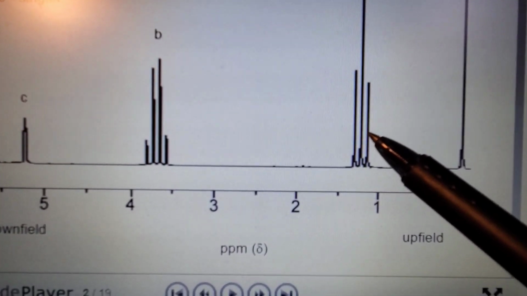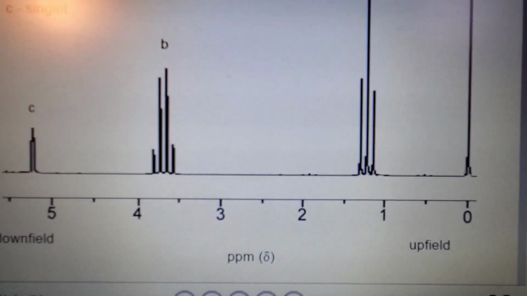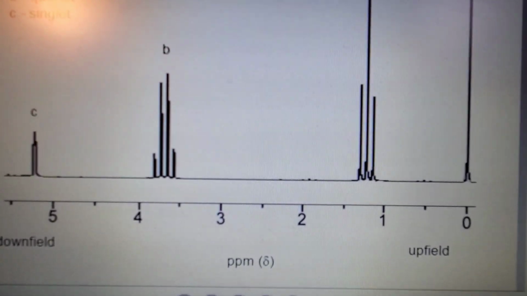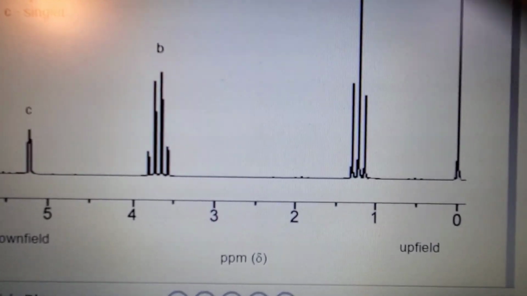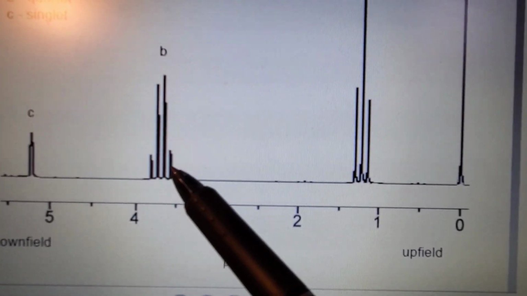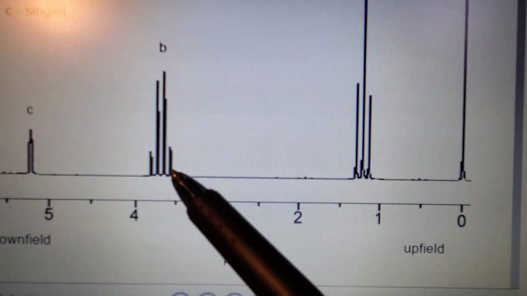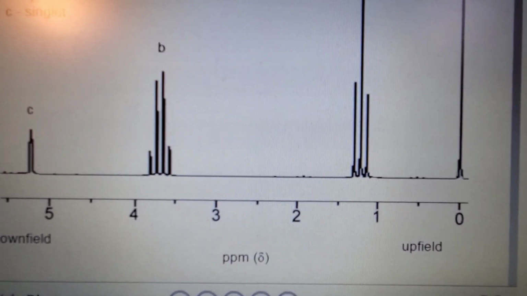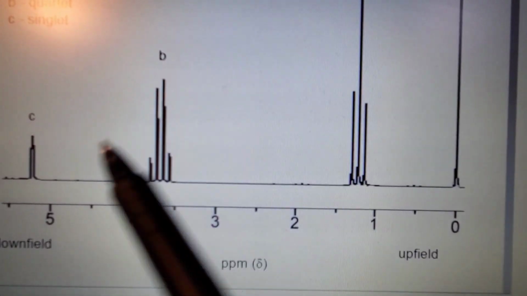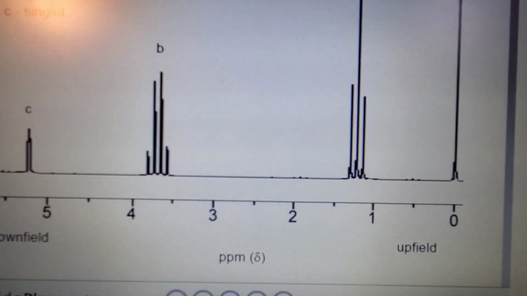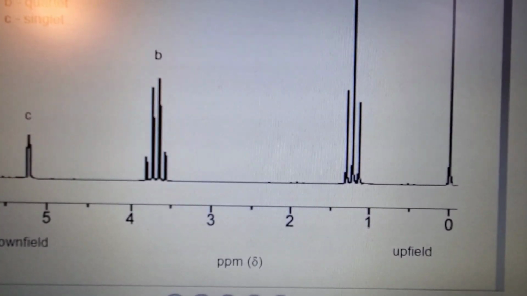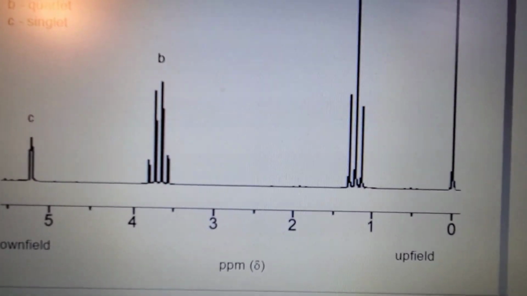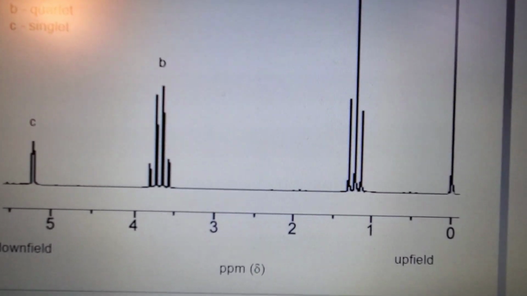Then you can see this signal out of 3, right? This particular signal has 3 lines, so it is split by neighbors. And this also is split, but in a different number, meaning this one has a different number of neighbors. And this is not split, and it's kind of broad. So that is the typical look of an HNMR.